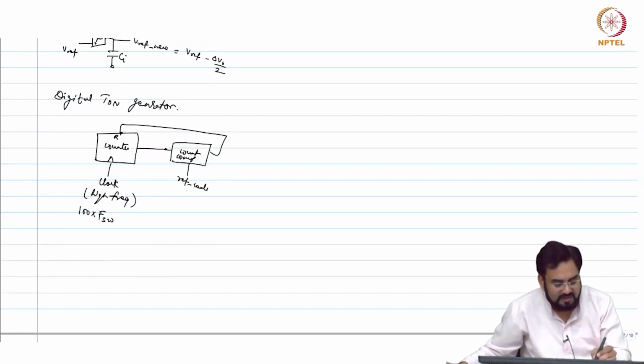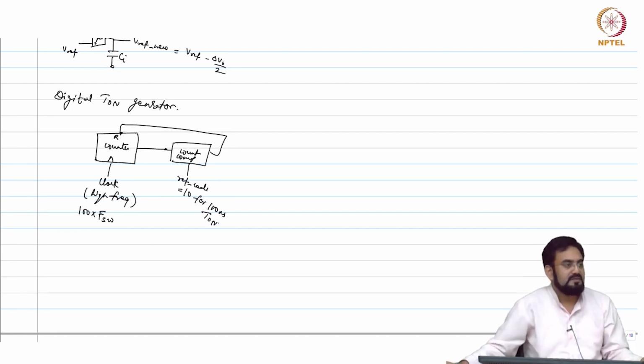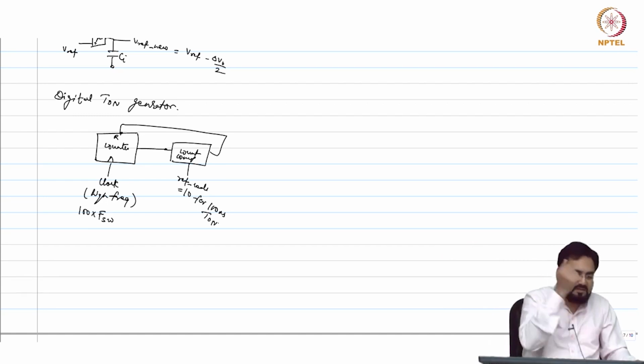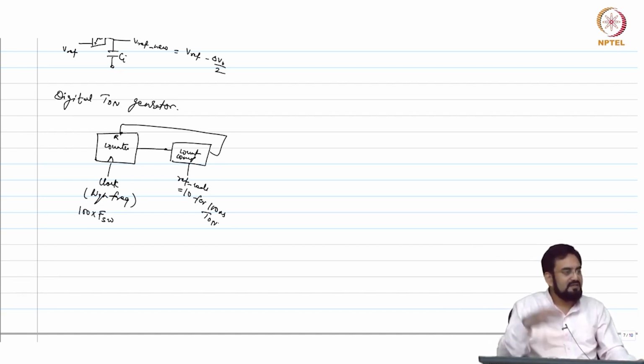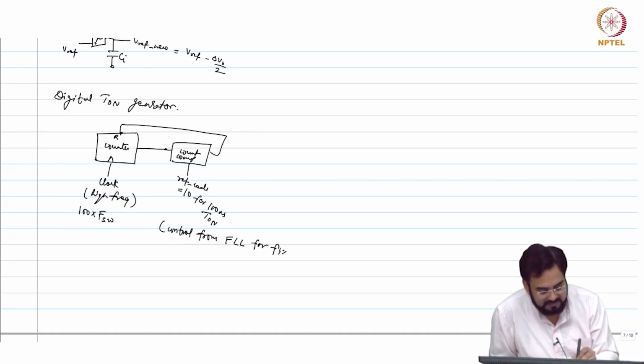Count equal to 10 for 100 nanosecond T on. Now I want to vary this, which means I have to change the reference code. From the FLL you generate this reference code, and that will automatically keep changing when your frequency varies. That is it. So it will automatically increase or decrease. This is control from the FLL for fixed frequency.